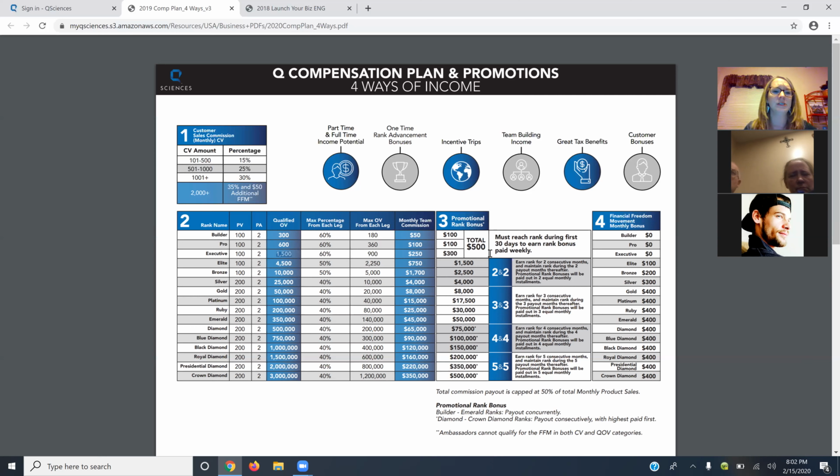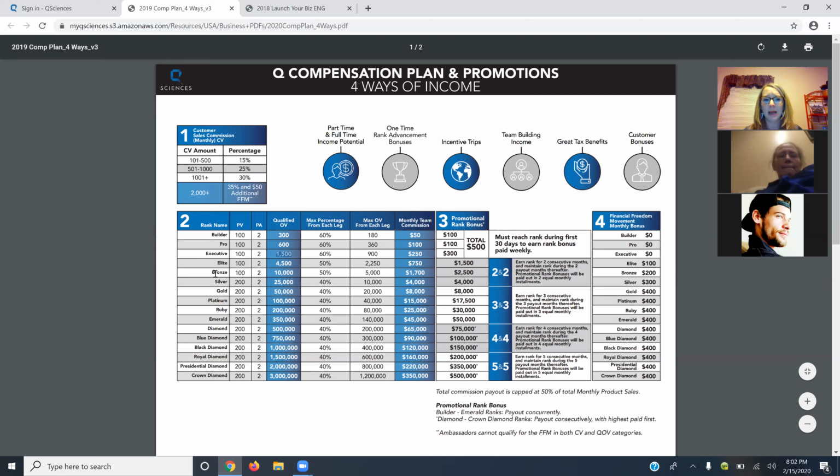So you get down into some of these farther ranks here. Like I said, I'm at bronze, so I order 100 every month. I have my 2 ambassadors, and between my legs, I'm doing 10,000 in volume. But now you can see that it goes 50-50. So I have to have 5,000 on each of my legs in order to qualify every month for bronze.